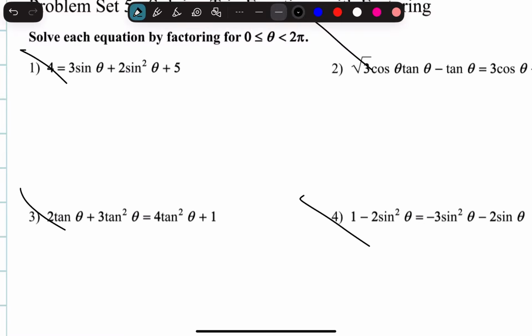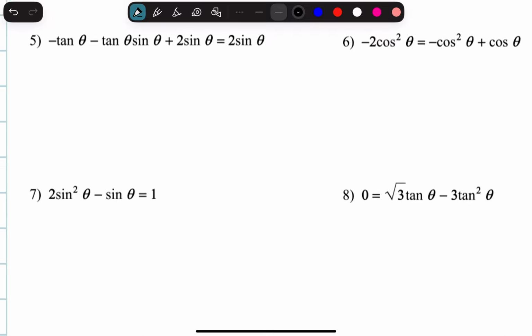In this video, we're going to be solving trig equations by factoring. So let's start off with this question: negative tangent of theta minus tangent of theta times sine of theta plus 2 sine of theta is going to equal 2 sine of theta. So we're going to start by subtracting 2 sine of theta from both sides.